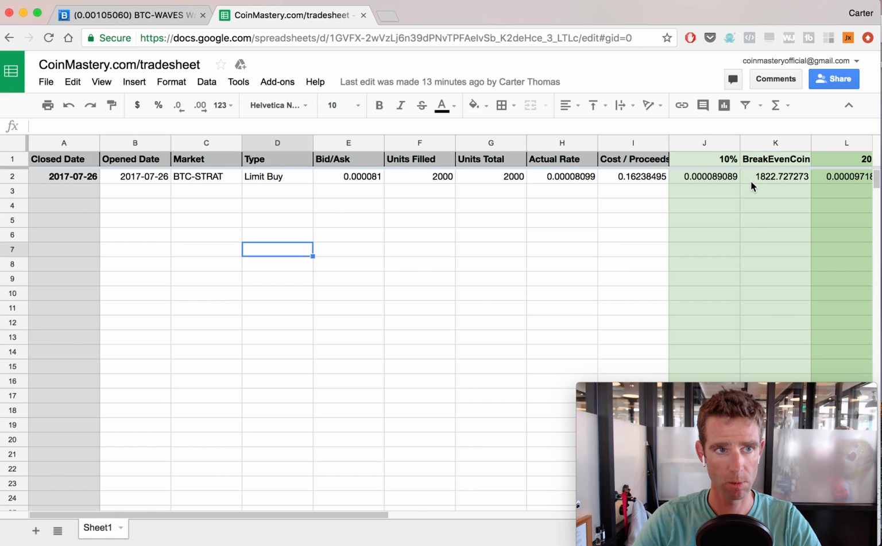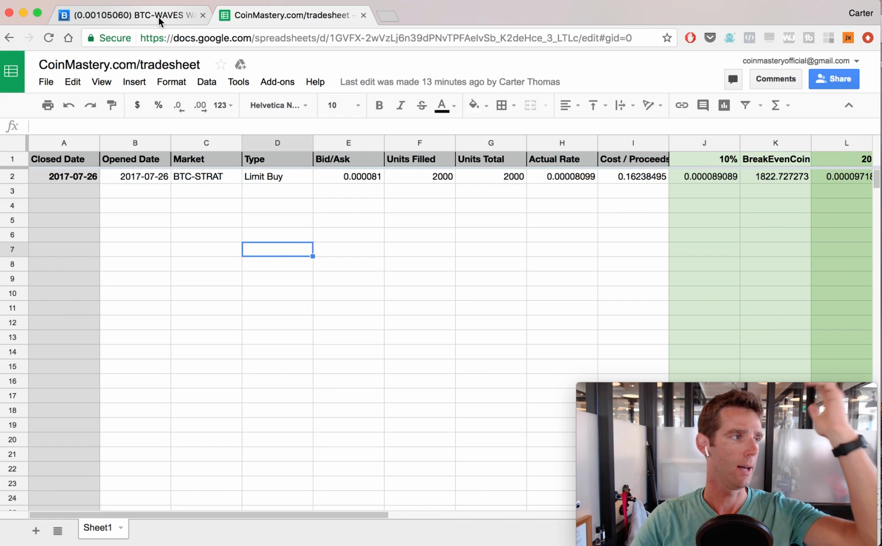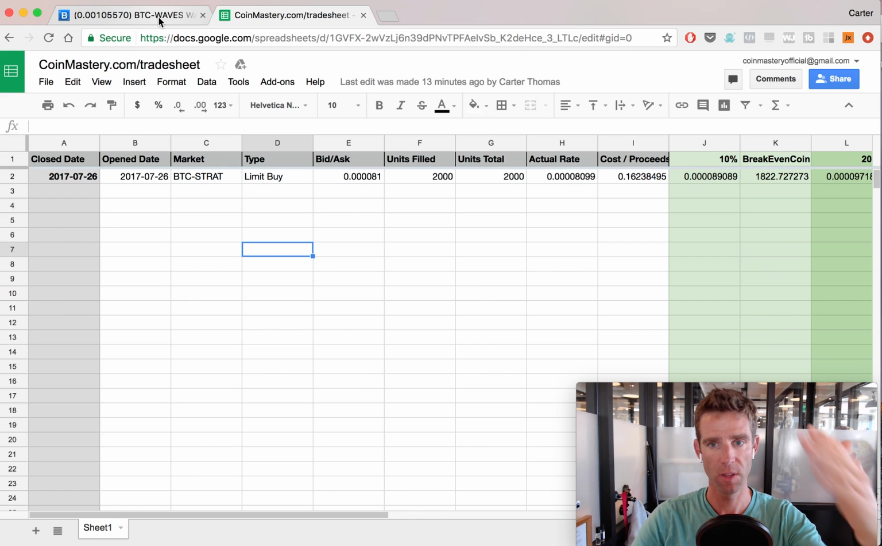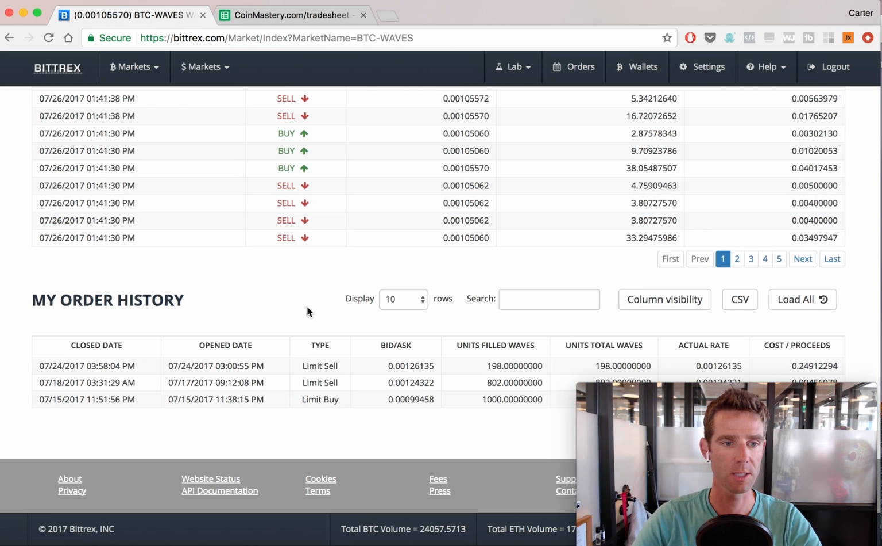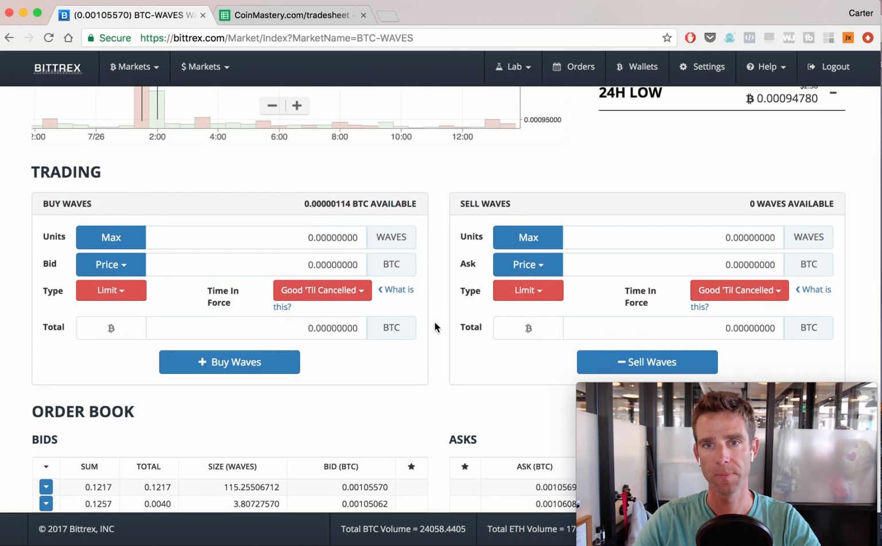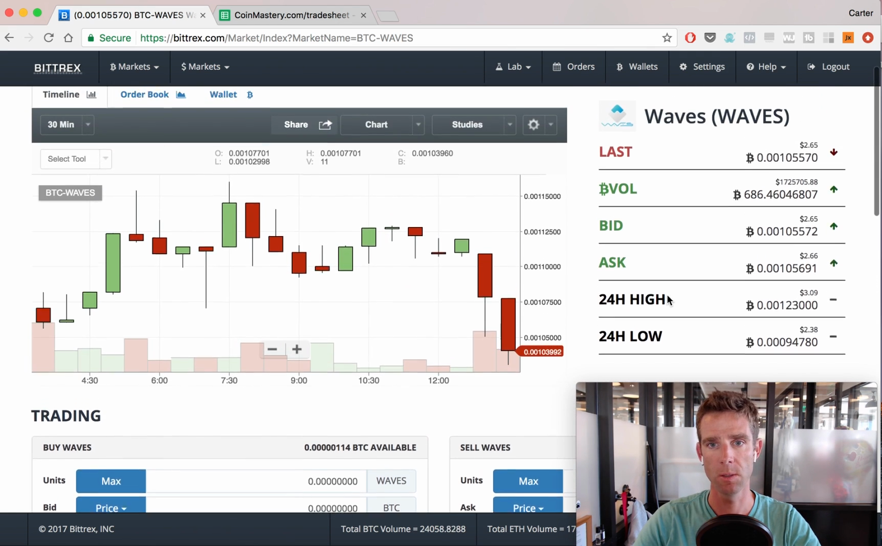Now let me go through an exact trade. I'm not going to buy it, but I'll show you what to do on Bittrex. And again, this is true for any exchange you're on. So if you're on Poloniex or BitMEX or Gemini or GDAX or whatever you're on, this is the same exact process.